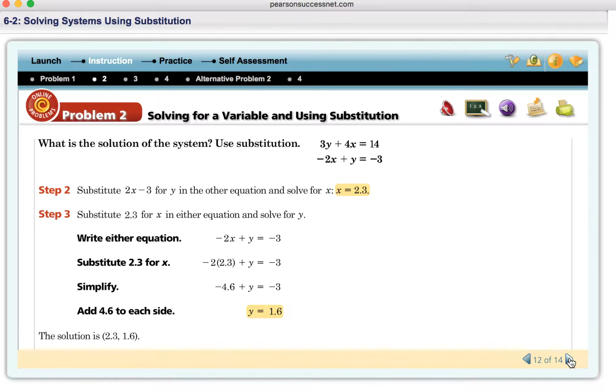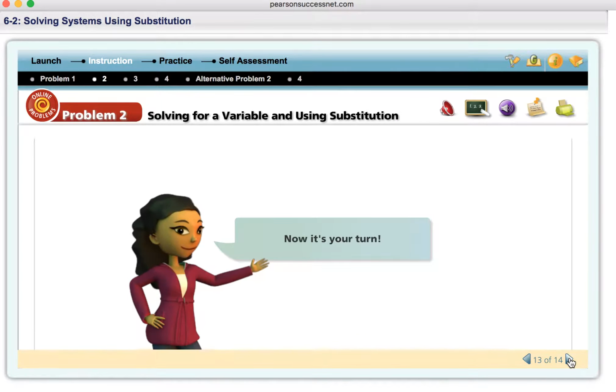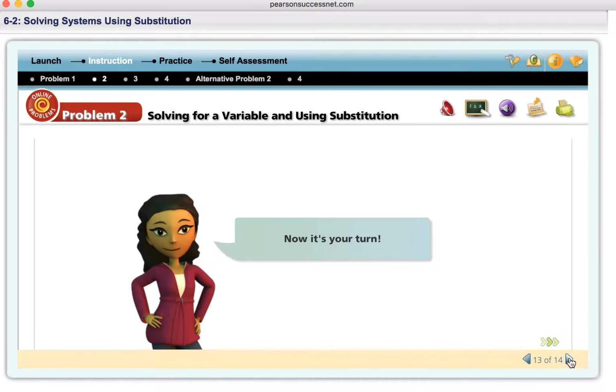The solution is the ordered pair 2 3/10, 1 6/10. Now it's your turn. I'm guessing that seeing two decimals come up doesn't instill a lot of confidence that this is going to be easy. I know there's a lot of steps involved.